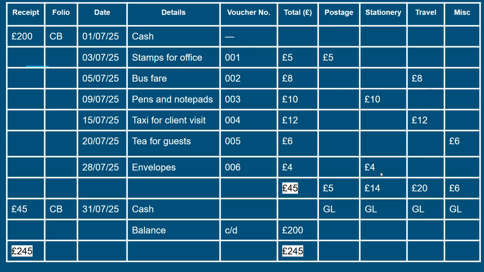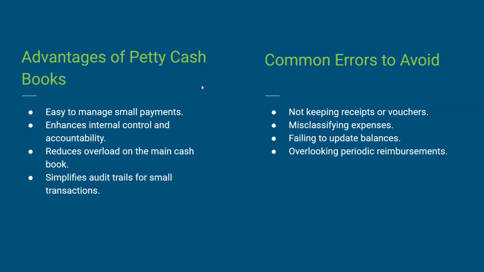You don't need to make an account for taxis, or for buses, or for every different type of transport. And it's much easier to manage because you've got everything in just one account. I don't really know how to explain this in any other way, but I hope you understood what I meant there. And then also it enhances internal control and accountability, and reduces overload on the main cash book. I think that's a very important one.